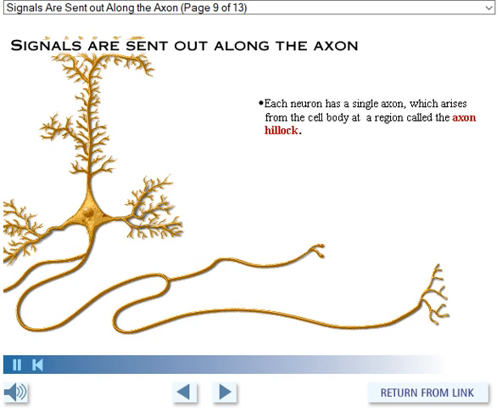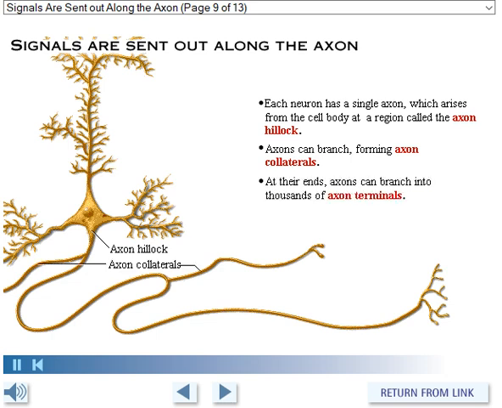Each neuron has a single axon, which arises from the cell body at a region called the axon hillock. Axons can branch, forming axon collaterals. At their terminal ends, axons can branch profusely, forming thousands of endings called axon terminals.